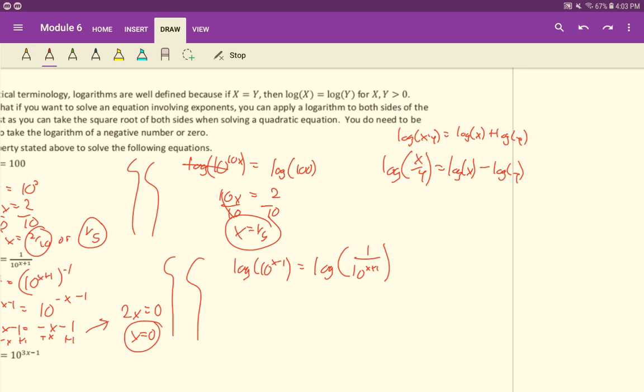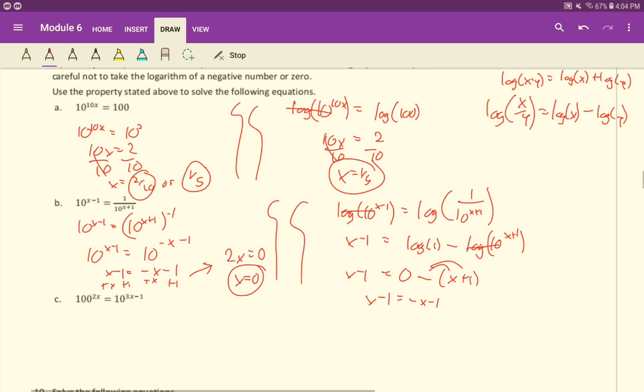So here, this will cancel, we'll have just x minus 1. And then over here, we'll have log of 1 minus log of 10 to the x plus 1. Log of 1 is 0. And then minus, and those will cancel, and we'll have minus x plus 1. So the minus will distribute. So we'll have x minus 1 equals negative x minus 1. And you can see we have the exact same thing there. So it'll simplify to x equals 0 as well.